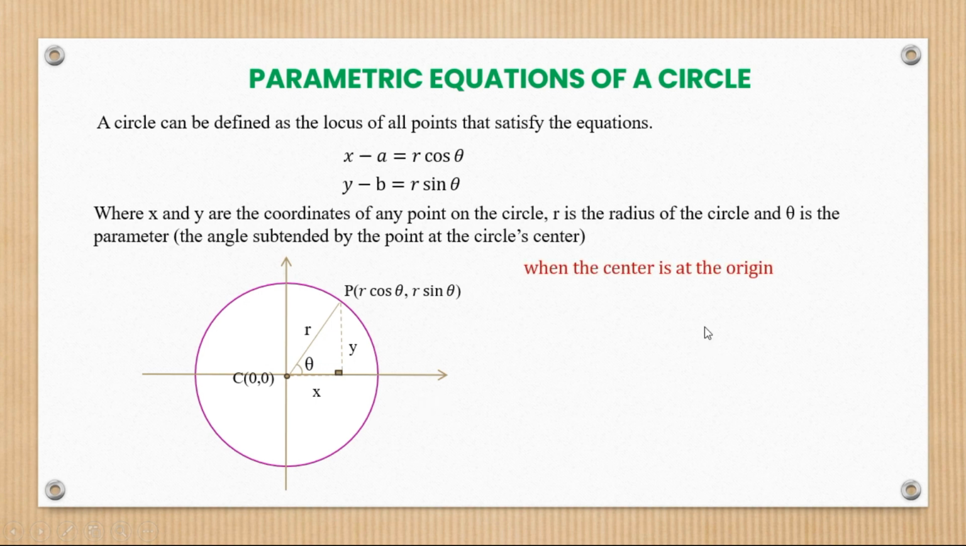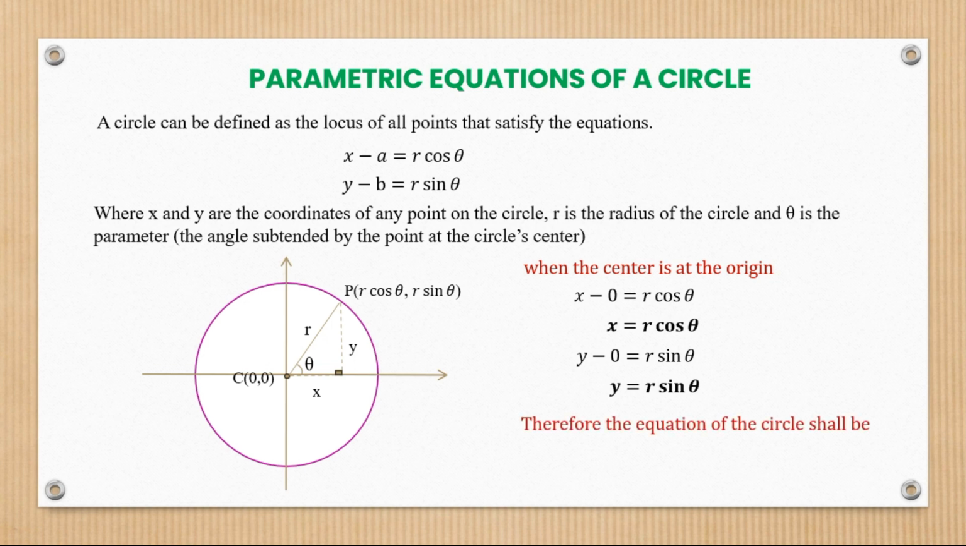So now when the center is at the origin, x minus 0 shall be equal to r cos theta. When we say x minus a is equal to r cos theta, this time the value of a is 0. So x minus 0 is equal to r cos theta, and we shall have x equal to r cos theta when the center is at the origin. And then y minus b is r sin theta, and the value of b is also 0. So y minus 0 is y, of which y shall be equal to r sin theta.